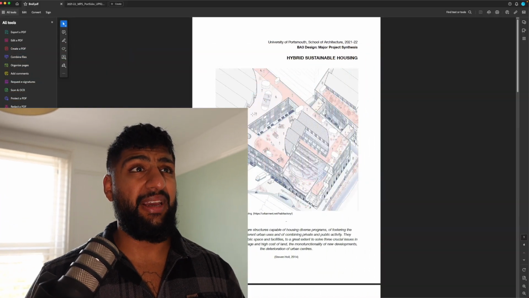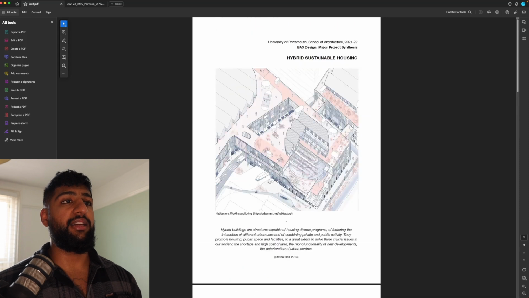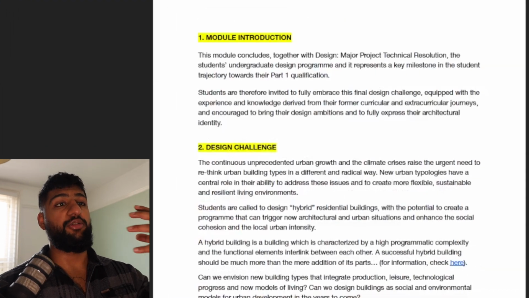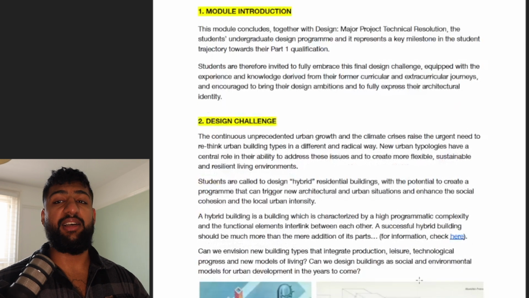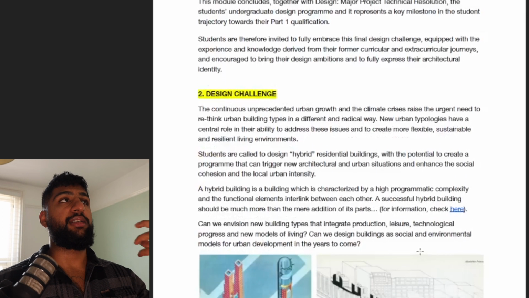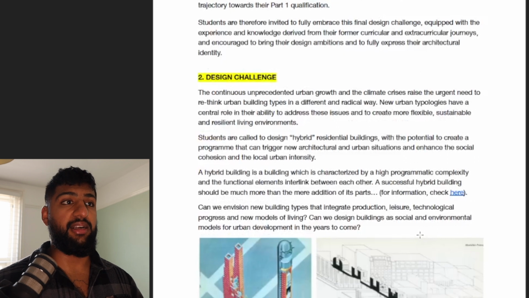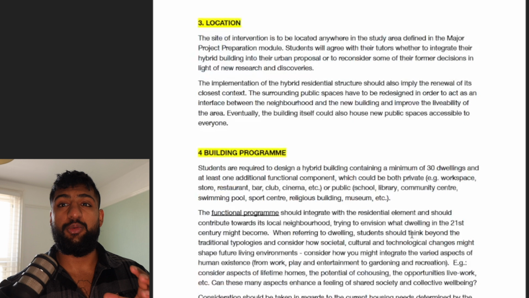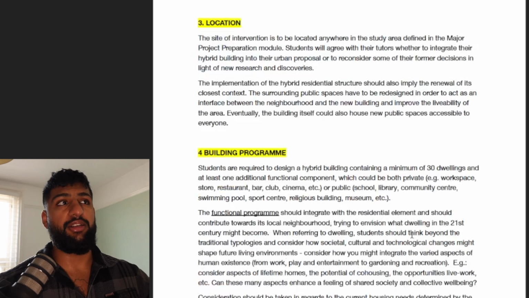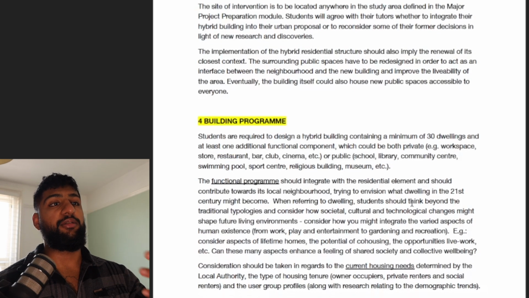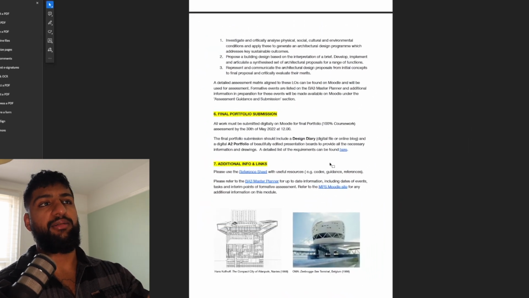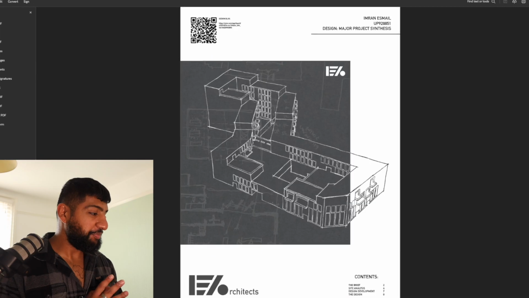The brief is only a few pages. The entire project is based around hybrid sustainable housing. We have a little bit of an introduction. It talks about the design challenge and designing sustainable buildings in today's society. There is then a little bit of information about the location, which was individual to studio, which is why it's not listed on here. And then there is a little bit about the actual brief itself, and then there's some miscellaneous information on how to submit and things like this.